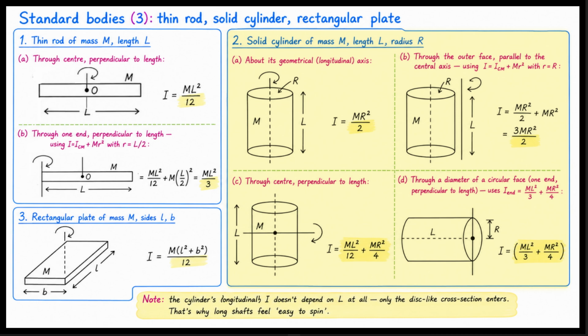For a rectangular plate of mass m with sides L and B, the moment of inertia about a perpendicular axis through the center is m times (L squared plus B squared) divided by 12. A note worth keeping: the cylinder's longitudinal I does not depend on L at all. Only the disc-like cross-section enters, which is why long shafts feel easy to spin.